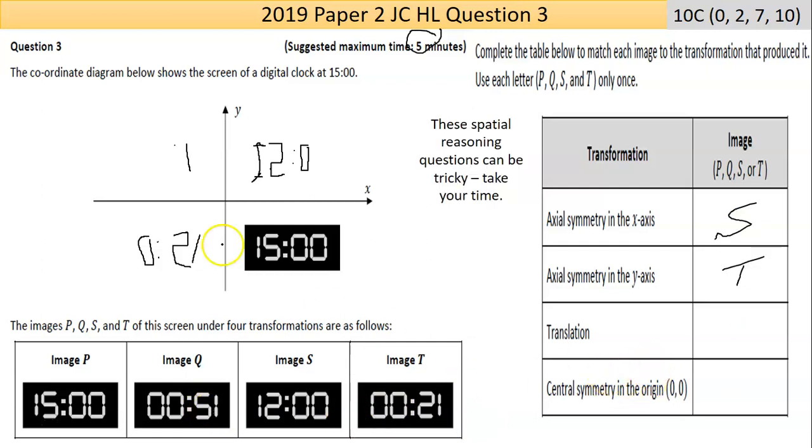Central symmetry. I'm trying to visualize that in my own head. So that would be Q, which means the translation would be, well, not T, P. Now P would be this one here. Does that make sense? Translation is just moving it around, just moving it wherever. It will look exactly the same, just moved.